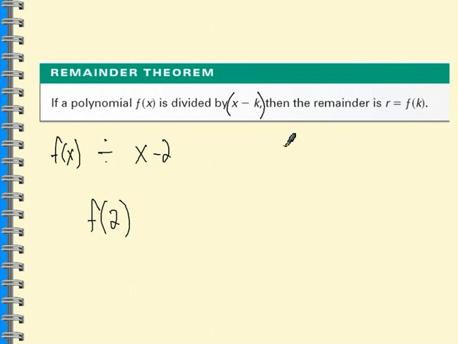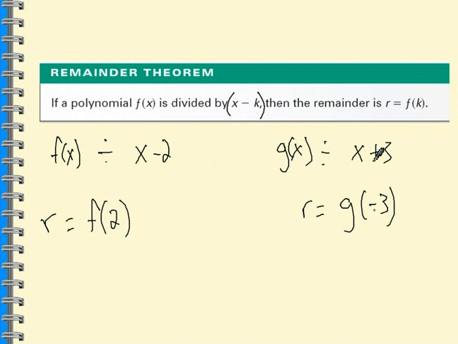And likewise, if we took g of x and divided by x plus 3, well, the remainder, what's left over, let's make sure we have r equals. What's left over, our remainder, is simply going to be g of negative 3. Now, why is that negative? Well, because the remainder theorem tells us it's x minus k. So if we're dividing by x plus 3, g of negative 3 gives us our remainder.